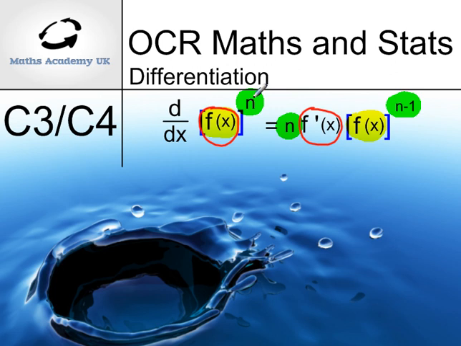So n, the power, comes to the front, and then you multiply by the original function to the power of n minus 1, so you subtract 1 from the original power, and then you multiply by the derivative of f of x. And this formula works for any function raised to a power.